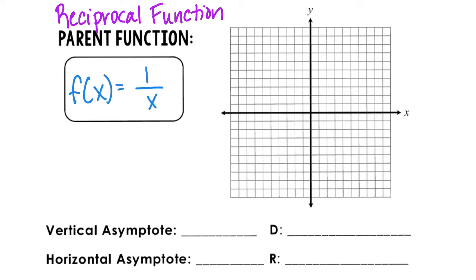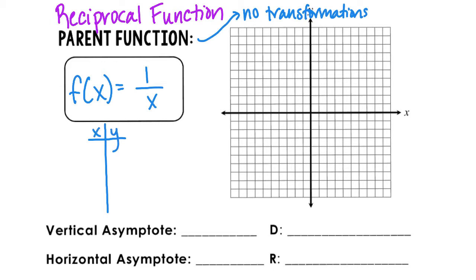And if you recall, a parent function is a function that has had no transformations. So it's had no stretches, squishes, or shifts. So this is like the basic version of this function. So when we graph the function f of x equals 1 over x, we can use a table of values. And we're going to start off with a few negative and a few positive values.